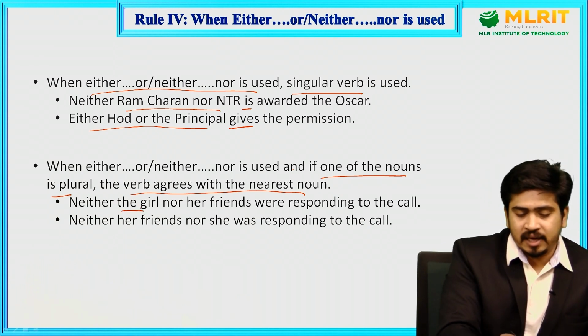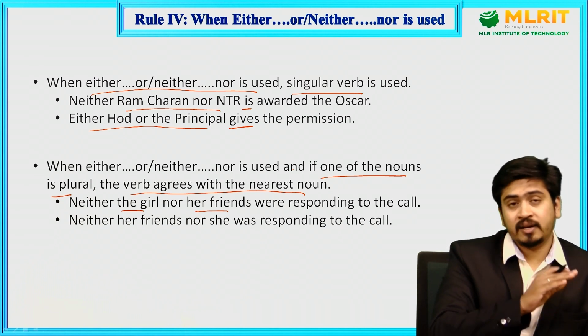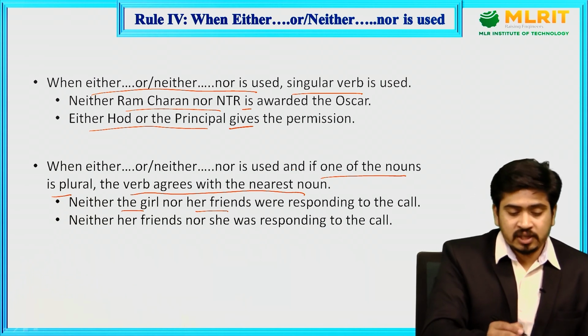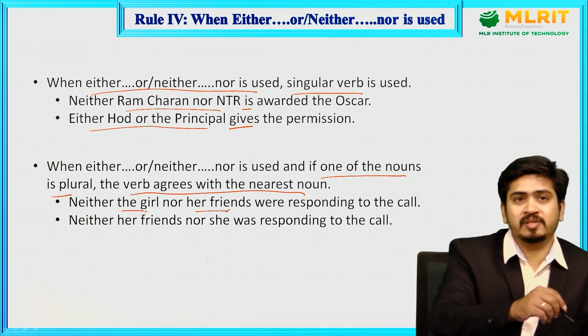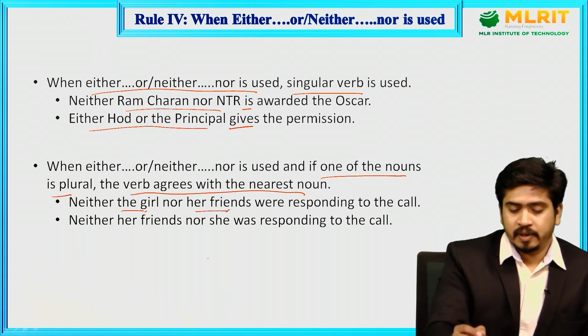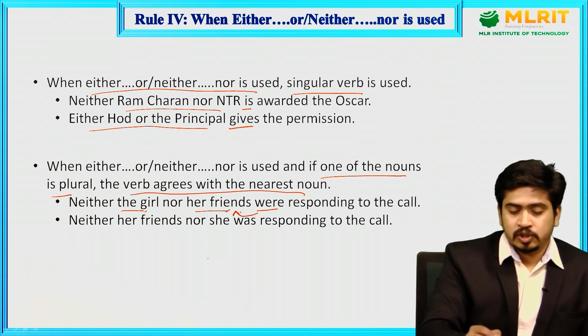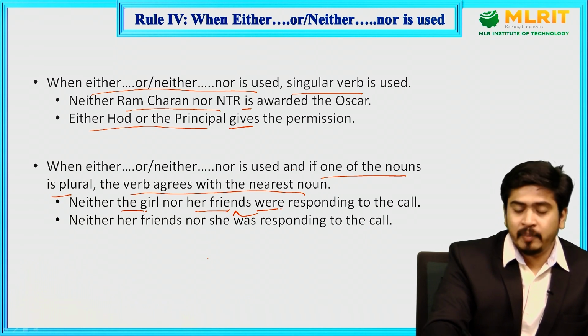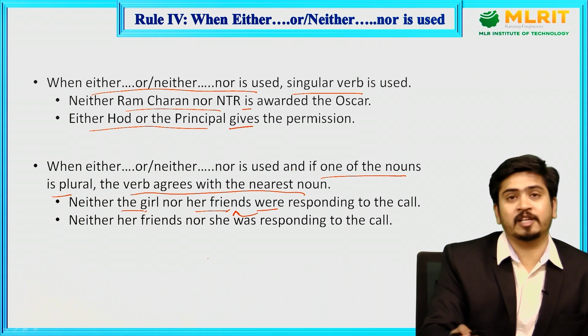Neither the girl nor her friends. Here we have two nouns, girl and friends. Now girl is singular, friends is plural. One of them is singular, the other one is plural. Now to this verb, this is the nearest noun. So as this is plural, the verb is also plural. Neither the girl nor her friends are responding to the call.